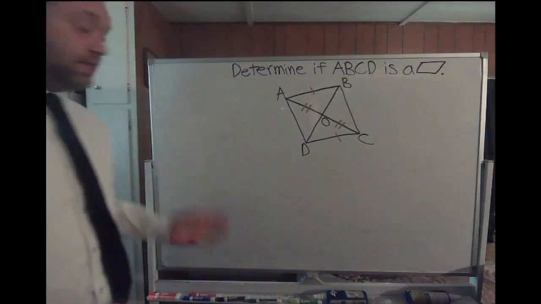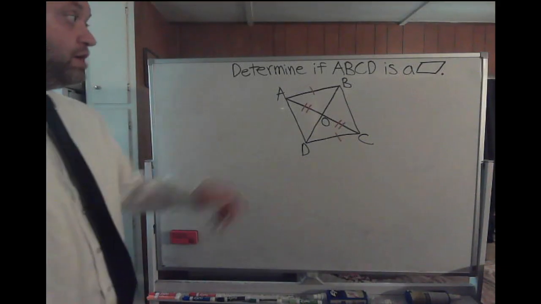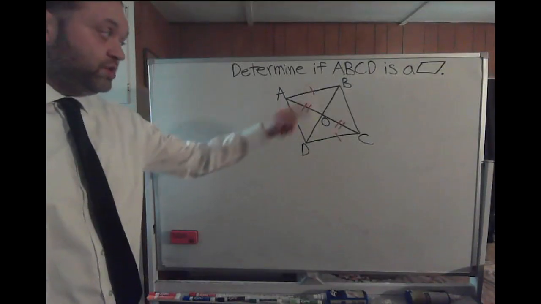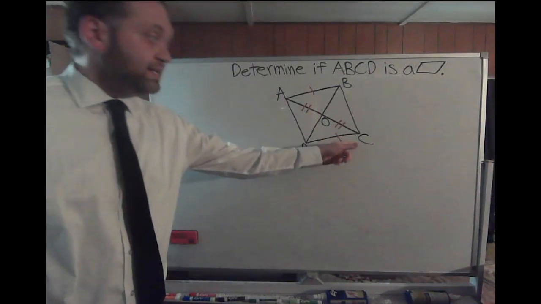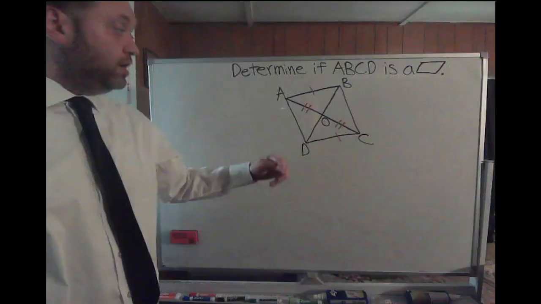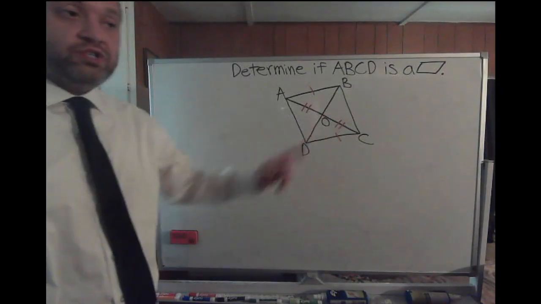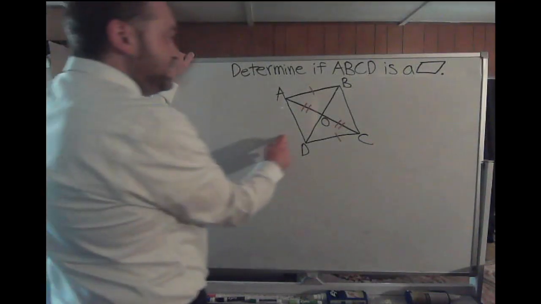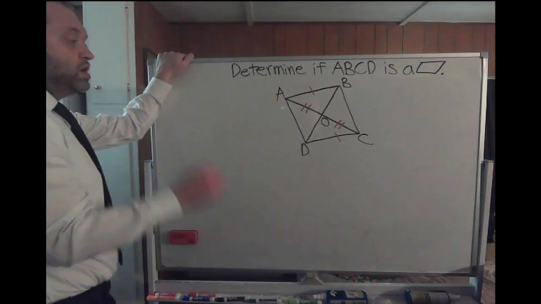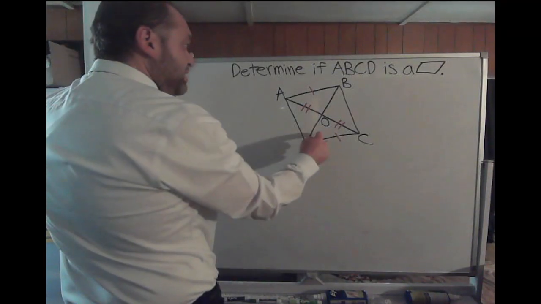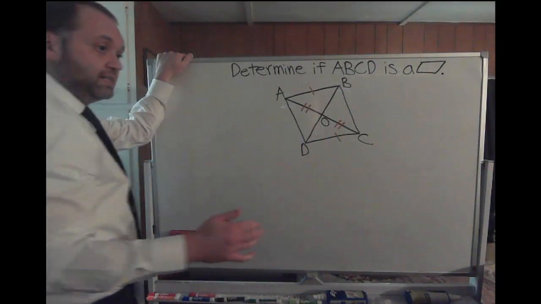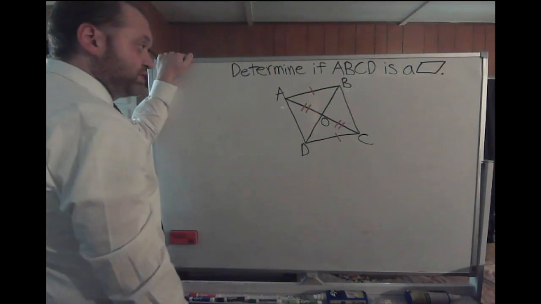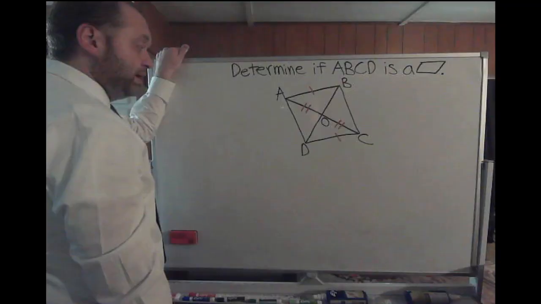Well, let's start here. We know that AB is opposite CD, and they're congruent to each other. We know that diagonal AC is definitely bisected here at point O, because you have AO and CO congruent to each other. However, here's what we don't know. We don't know if AD is congruent to BC. We don't know if diagonal DB is bisected. In other words, we don't know if DO is congruent to BO. We don't know if any of the angles are congruent or supplementary.